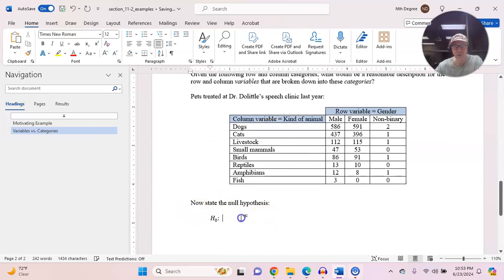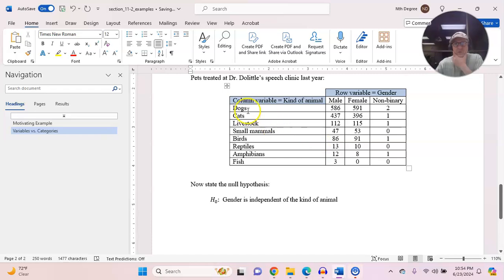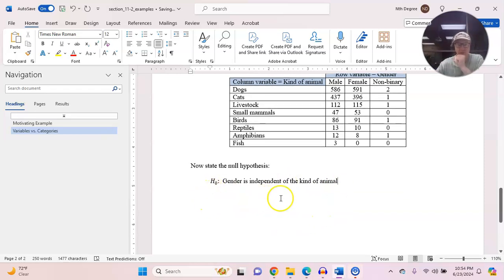So now we can state the null hypothesis by using these 2 variables. Gender is independent of the kind of animal. That's basically it. So in other words, whether the pets that come in are dogs or cats, they come in roughly the same proportion of male to female to non-binary. That's what the null hypothesis would state here. The alternate hypothesis would obviously be the opposite, and then you can take it from there.